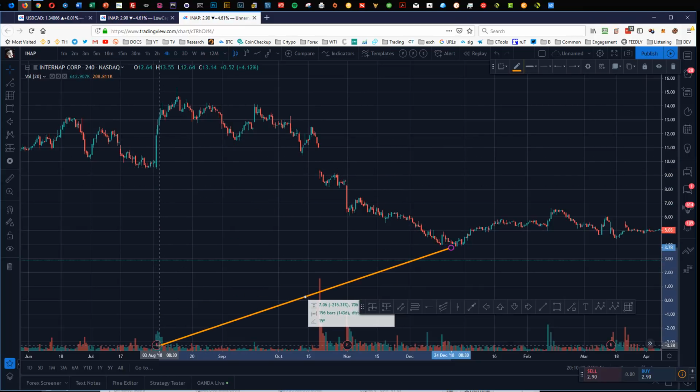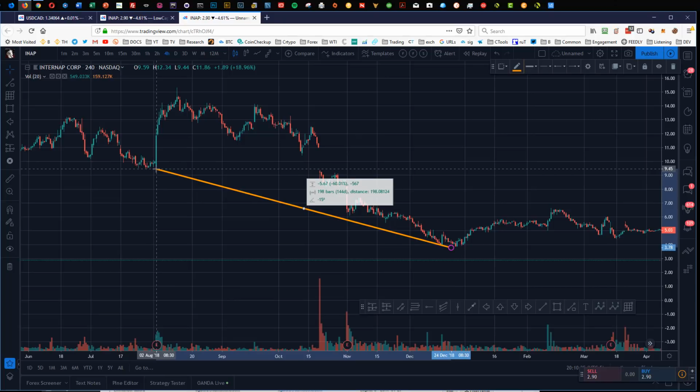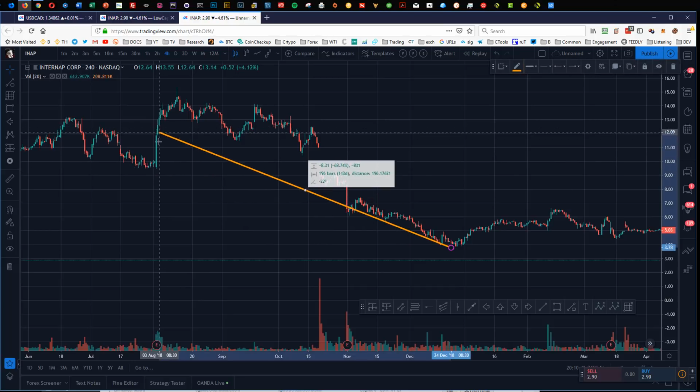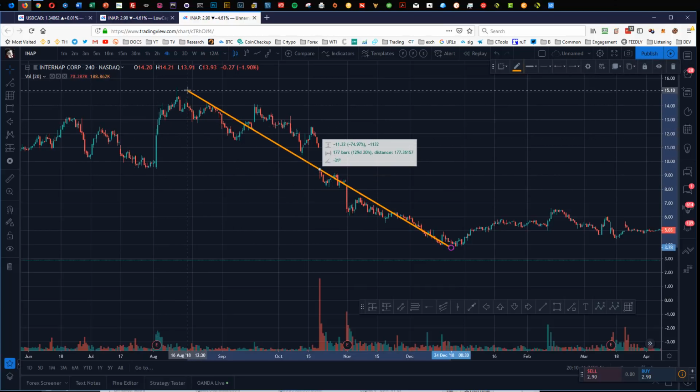Earnings came out, and earnings was probably a surprise. The estimate was negative 64, and the surprise was just 5 cents off. So for whatever reason, that surprised the market, and it surprised the market to the upside.